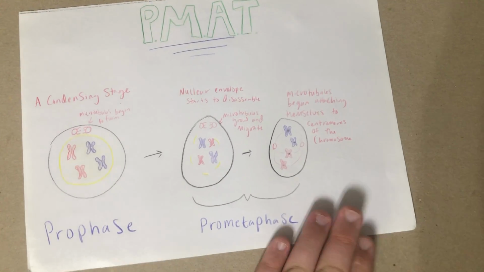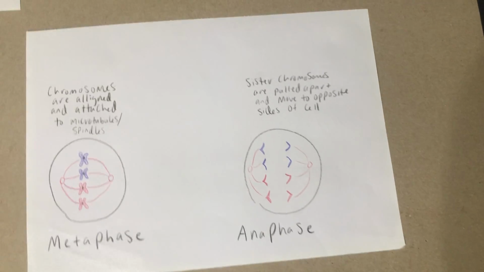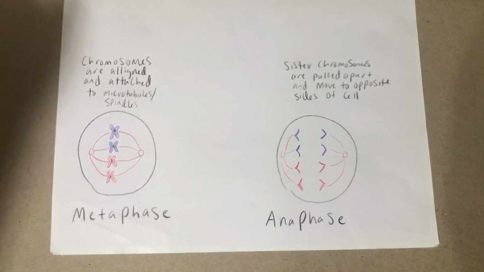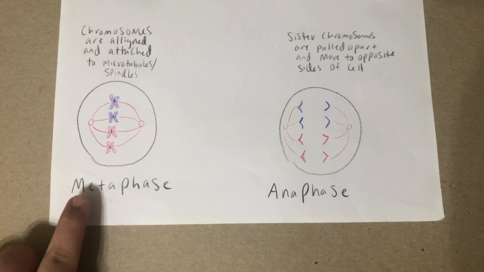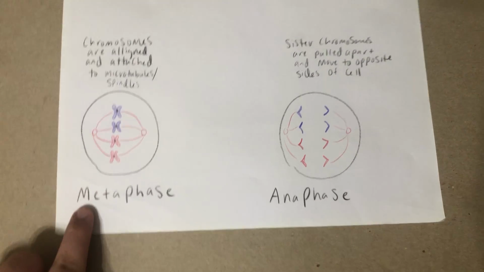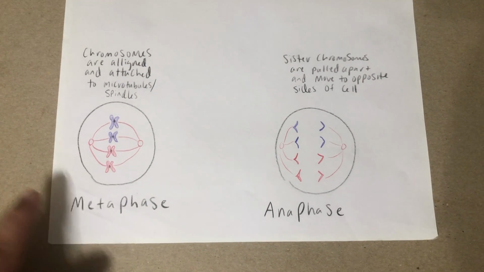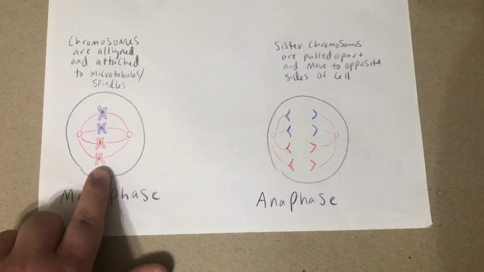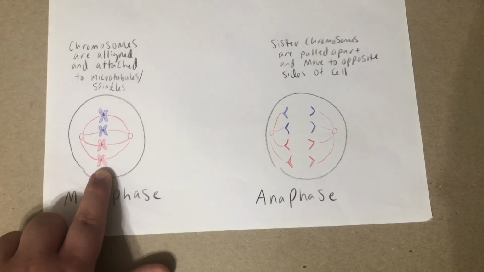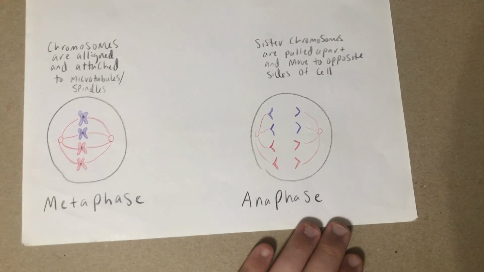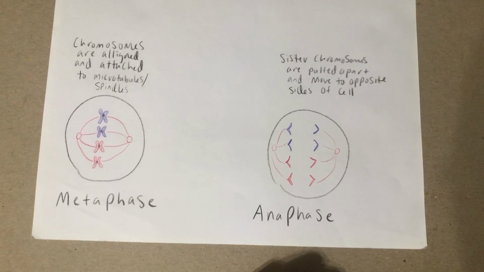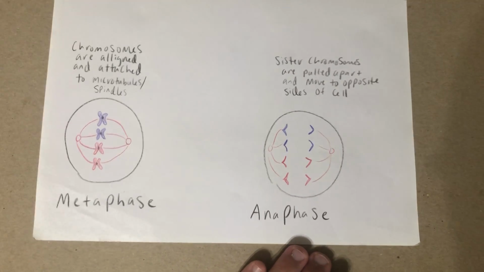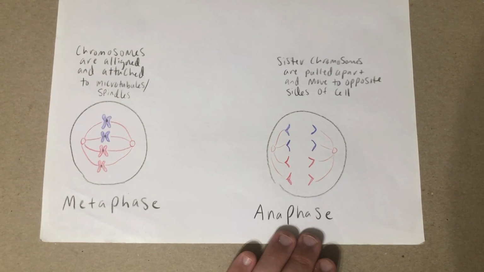Now, following prometaphase, we lead into metaphase. Metaphase is where the chromosomes are aligned in the middle, and a good way to remember that is M for meta is M for middle. The microtubules are attached, as you can see here, and they're all aligned. Next is anaphase, where the sister chromosomes are pulled apart by those microtubules and move to opposite sides of the cell.